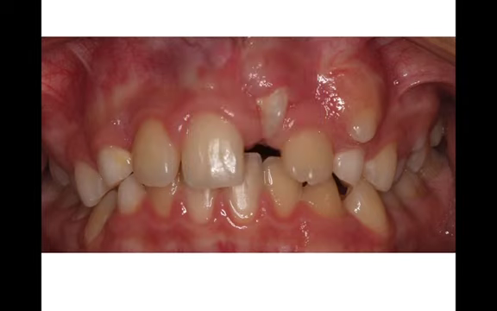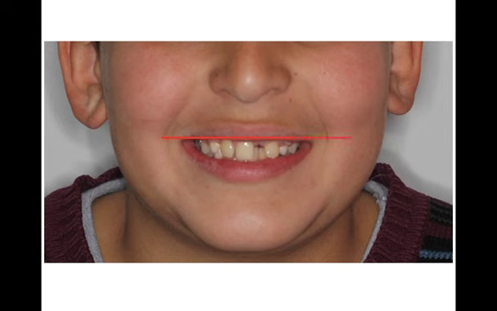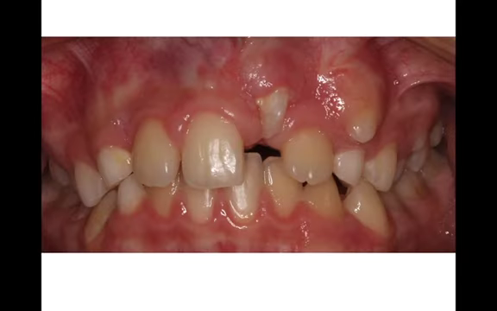So this patient has a couple of problems. He has a missing central incisor, we have a supernumerary tooth, and he has a high canine on the left side and a small space for the upper left central incisor. So how are we going to manage this patient?